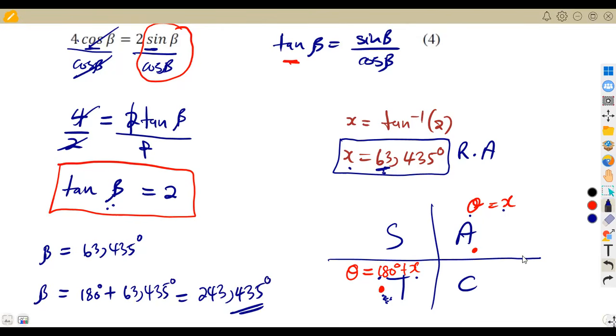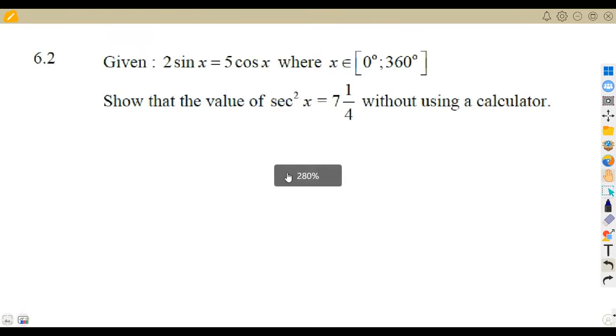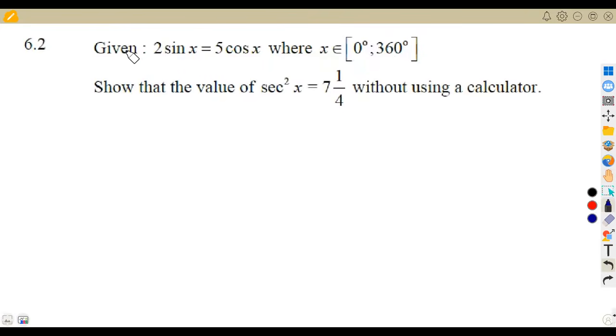So guys, this is how you play around these questions. We can play around with a lot of questions, but this one, let me just answer it because it's a little bit different from what we've been having. It's a solve part, but not exactly, and it goes back to the tan concept that we've been talking about here. We are given that 2 sine x is equal to 5 cos x, where x ranges from 0 to 360. Show that the value of sec squared x is going to be equal to 7 and 1/4.